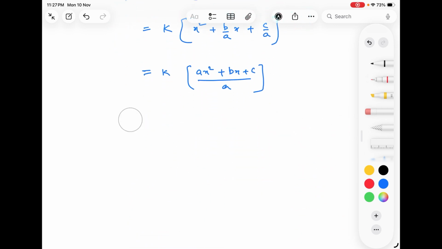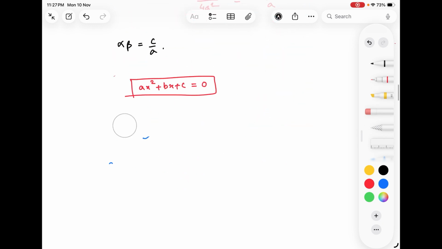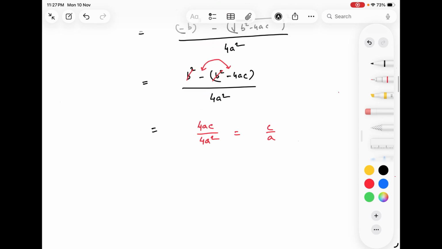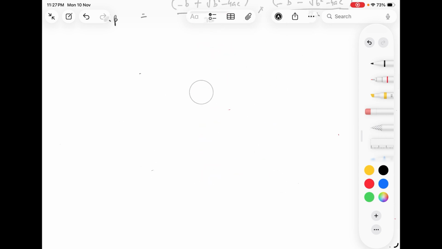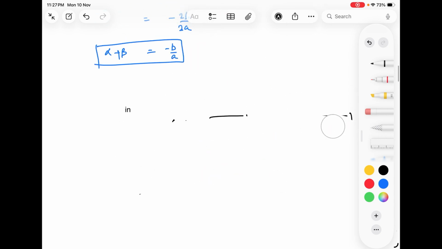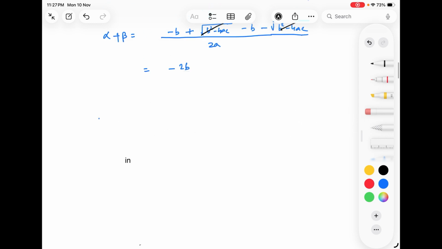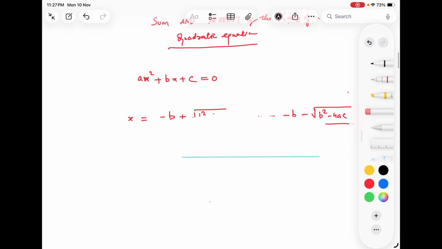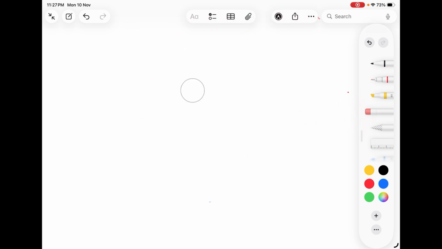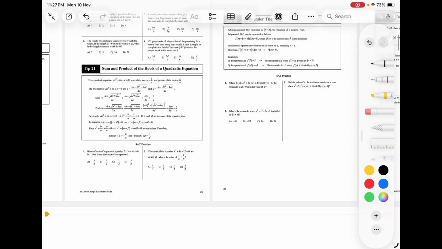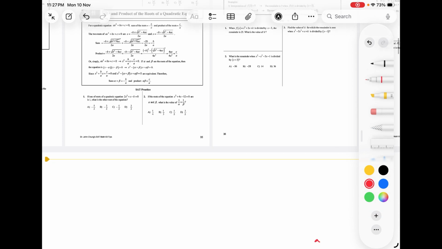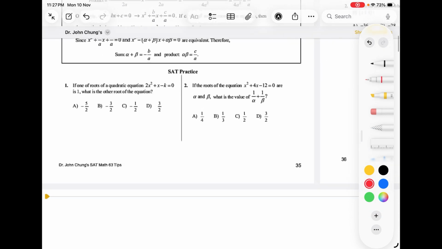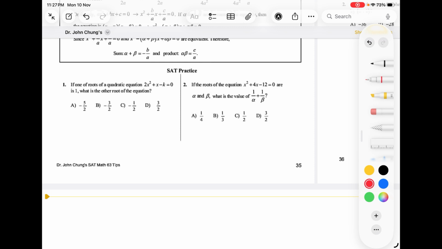Let us move to the questions. There are two questions given. First question is, if one of the roots of the quadratic equation is 1, then what is the other root?